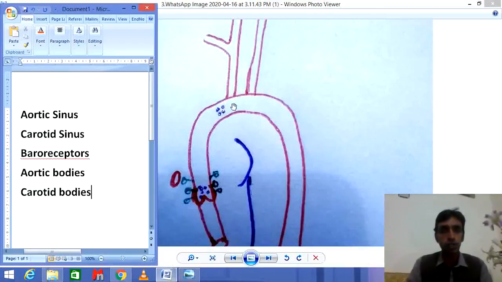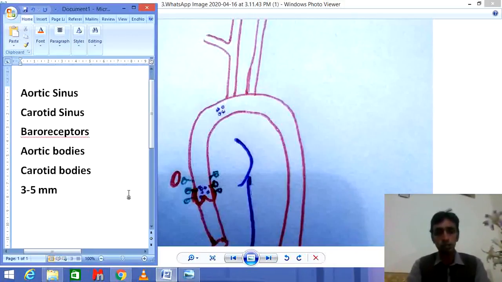You will learn about the carotid bodies and aortic bodies later, but simply you will remember a few words about them: these bodies are visible. They are 3 to 5 millimeters in size, and they have a weight of about 12 milligrams. You can see them with your eyes. So these are small bodies, which is why they are called aortic bodies and carotid bodies.